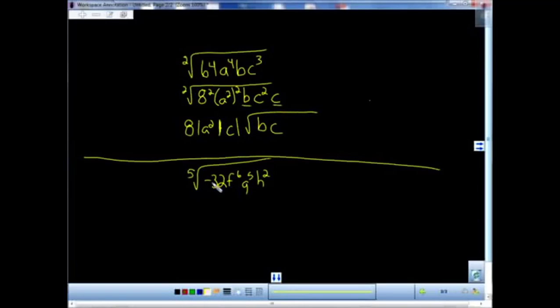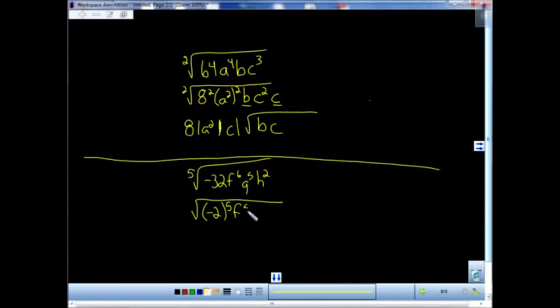Now we need to figure out a term to the fifth power to give us each of these variables. So what to the fifth power would give us negative 32? Well, negative 2 to the fifth would give us negative 32. Now the f we need to break apart into f to the fifth times f. We have a g to the fifth, so we don't need to change that, and we have an h squared. There's no way to get a fifth root of h squared. So since this is an odd root, we don't need absolute values.